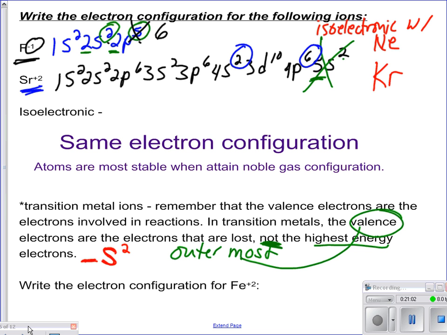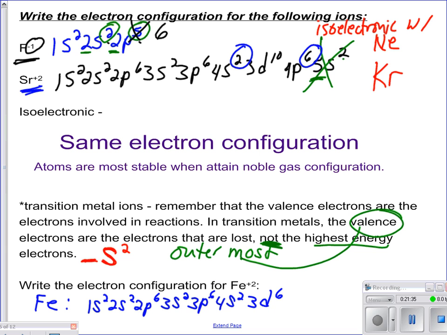So if I were to just write the electron configuration for iron, and again, I'm going to do this a little long way just so I can illustrate this. So just iron is going to be 1s2, 2s2, 2p6, 3s2, 3p6, 4s2, 3d, 1, 2, 3, 4, 5, 6. Give you a chance to catch up there. So that is my electron configuration for a neutral atom of iron.